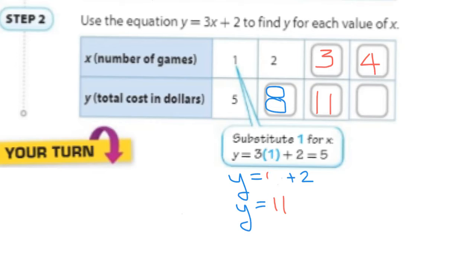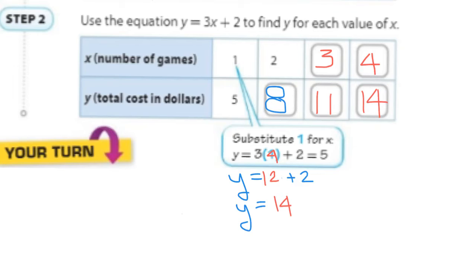One more time, and instead of using 3 for x, we'll now use the 4. So we're going to substitute the x for 4 this time. 3 times 4 gives me 12. And then 12 plus 2 is 14.